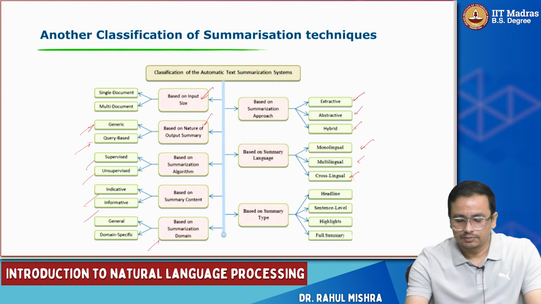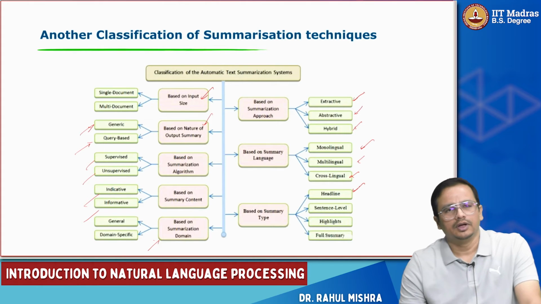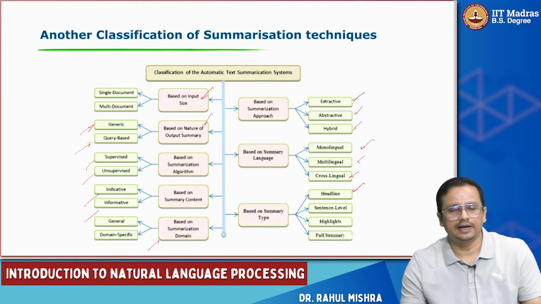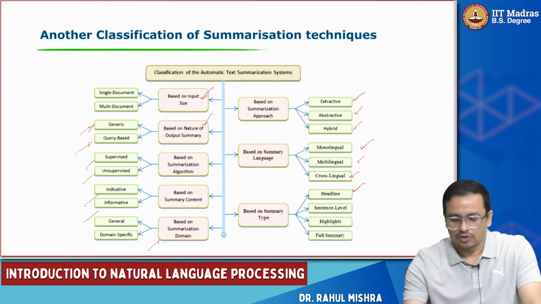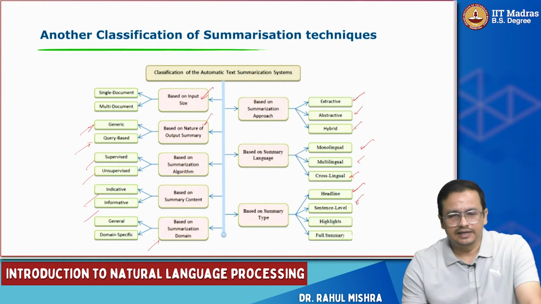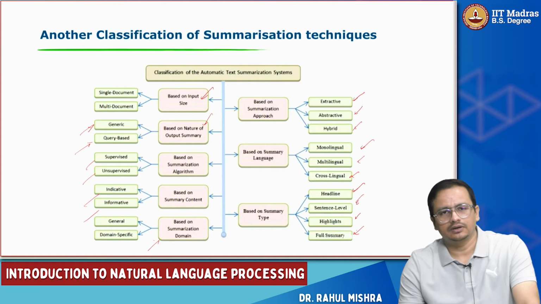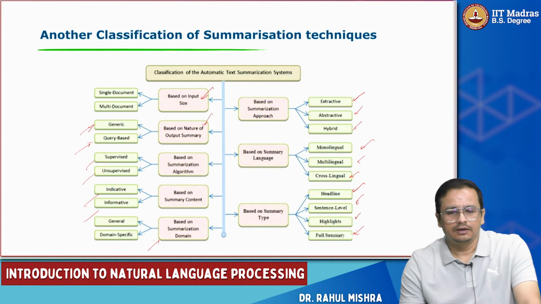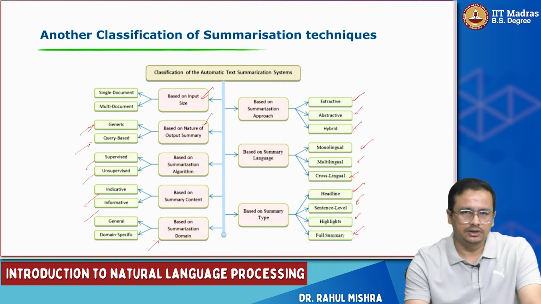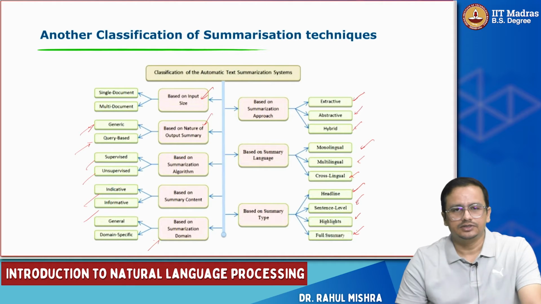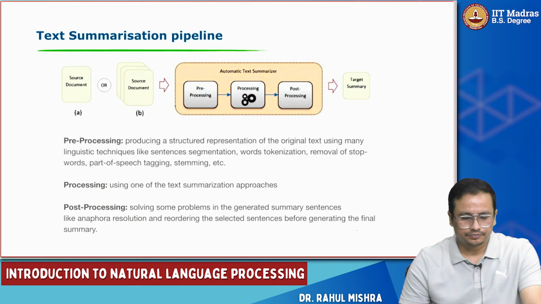And based on the summary type, it could be just a headline. So given a document, I want to just generate a headline. That is also a summary, right? So just one line, a TLDR summary. Or sentence level, where you want to have a sentence level summary. It could be highlights, just the highlights, a very crisp summary, or a full summary, full-fledged, where you are not constrained, you are not confining the model to generate a particular kind of summary. So it will give a very generic kind of full-fledged summary.